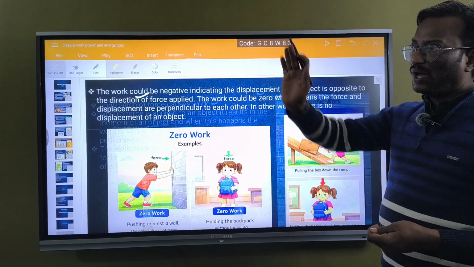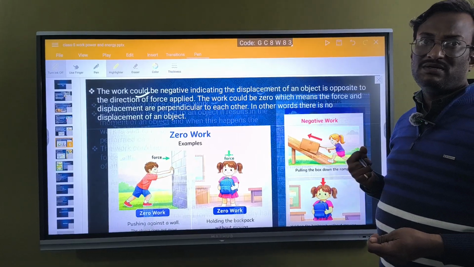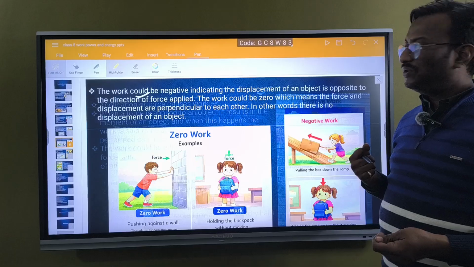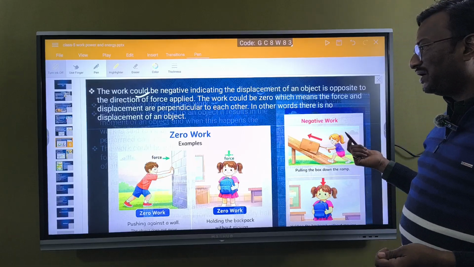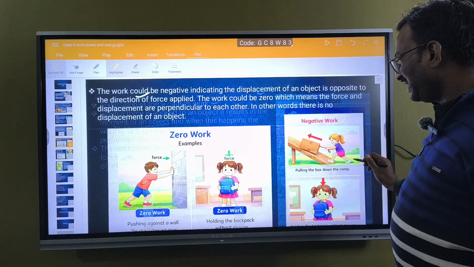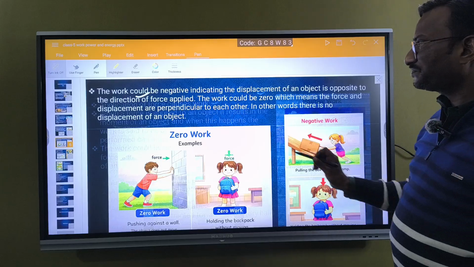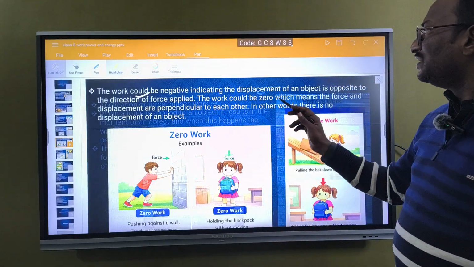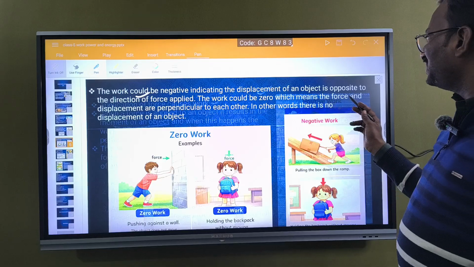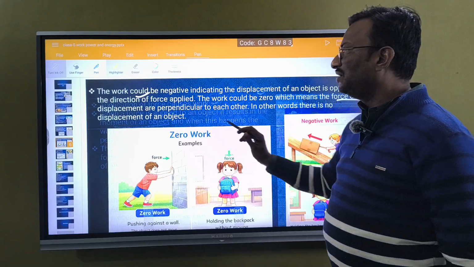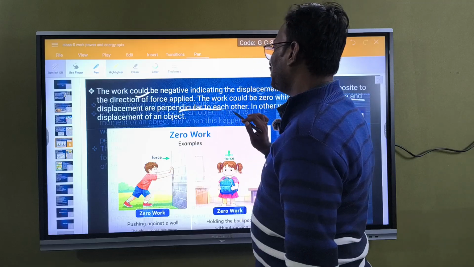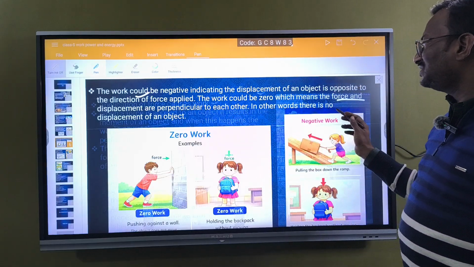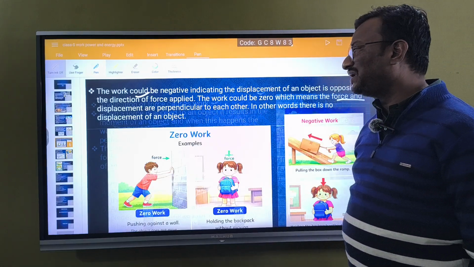Actually the box should be moved up, but we are pulling it down. So that is what we call negative work. And the next one is, the work could be zero, which means the force and the displacement are perpendicular to each other. In other words, there is no displacement at all.